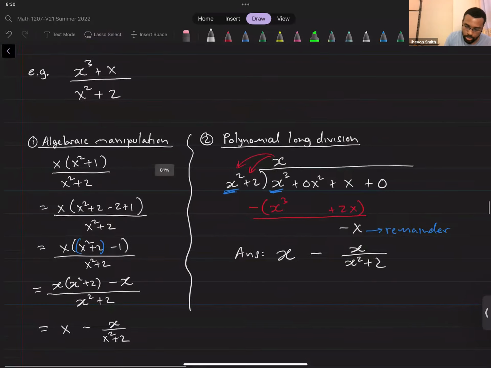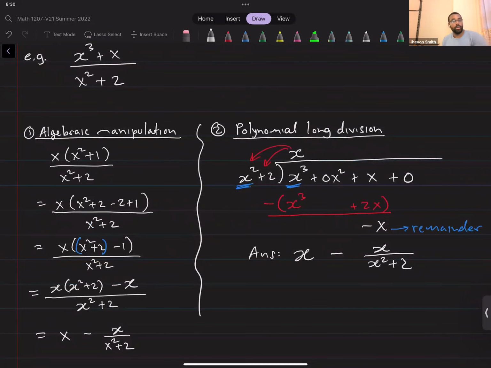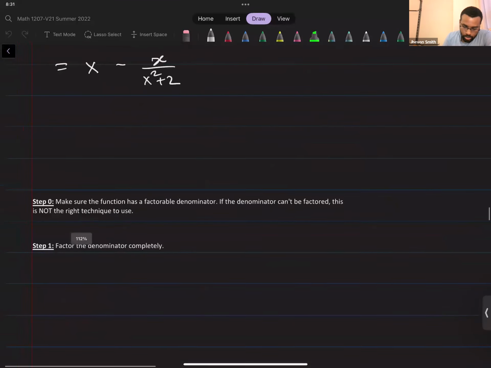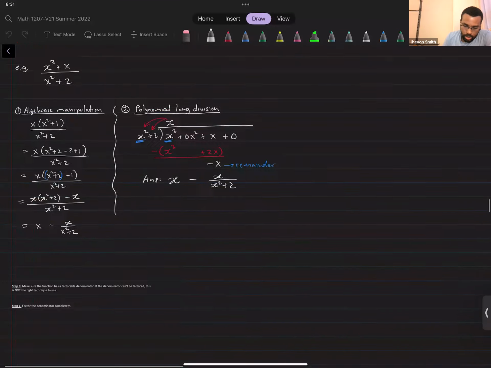Right, so one or two of these methods you can do, and you can actually break this down. And you'll notice that the fraction that remains is actually a proper fraction. Right, the highest power in the numerator is smaller than the highest power in the denominator. So that's the first thing.